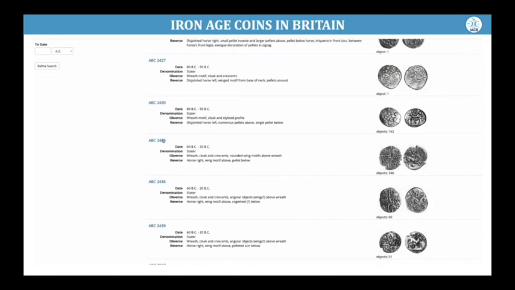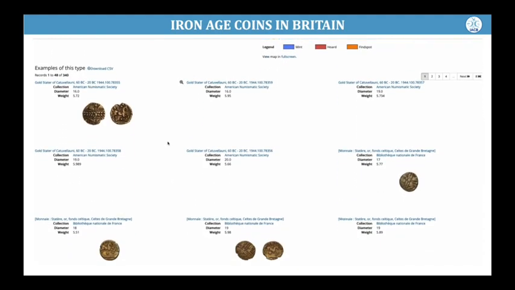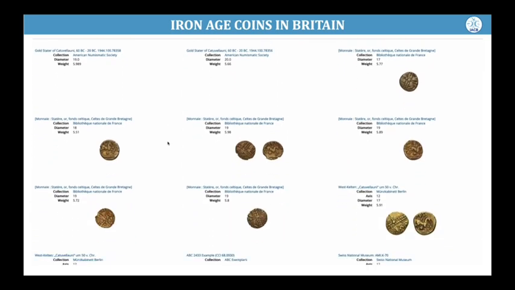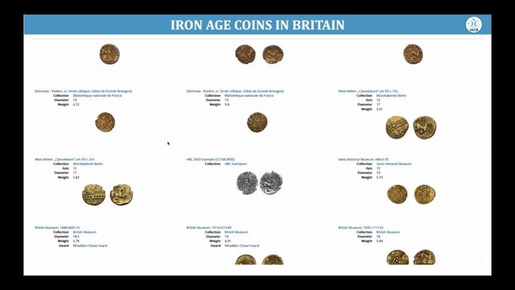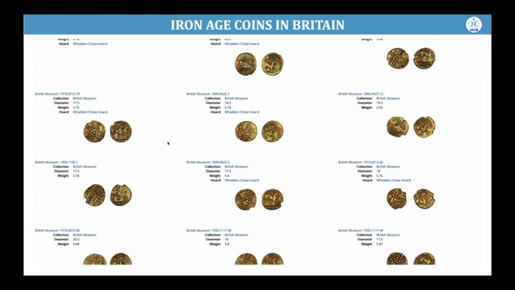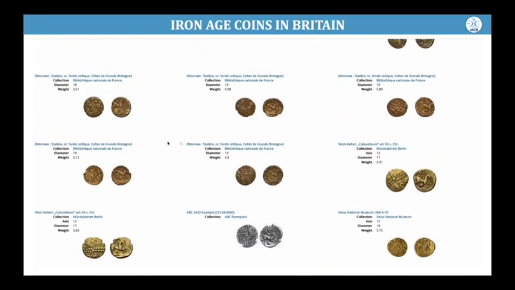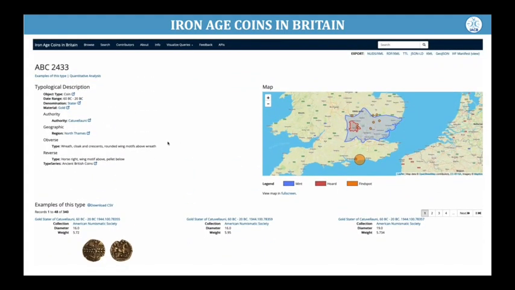If we click on a type, for example, ABC 2433, we can see all the linked data, which are different individual coins held in these various collections. These include coins from the American Numismatic Society, the National Library in France, the Money Cabinet in Berlin, the Swiss National Museum, and the British Museum. All the basic information about this coin type is listed on the left, including the date range, denomination, material, geographic region, and the description of the ornamentation on the obverse and reverse sides.